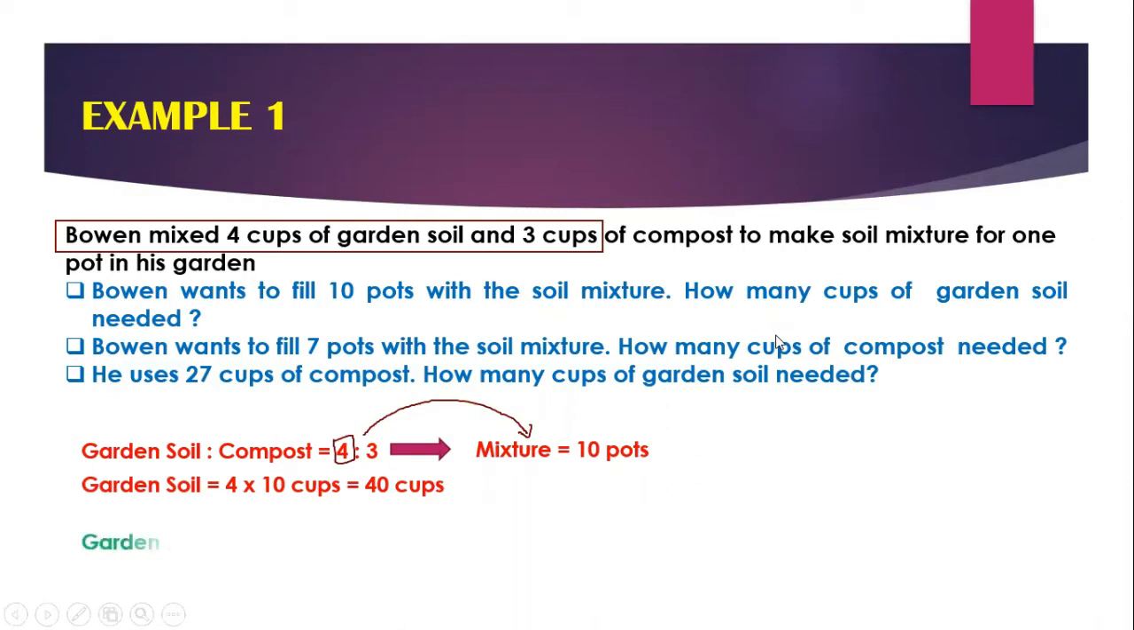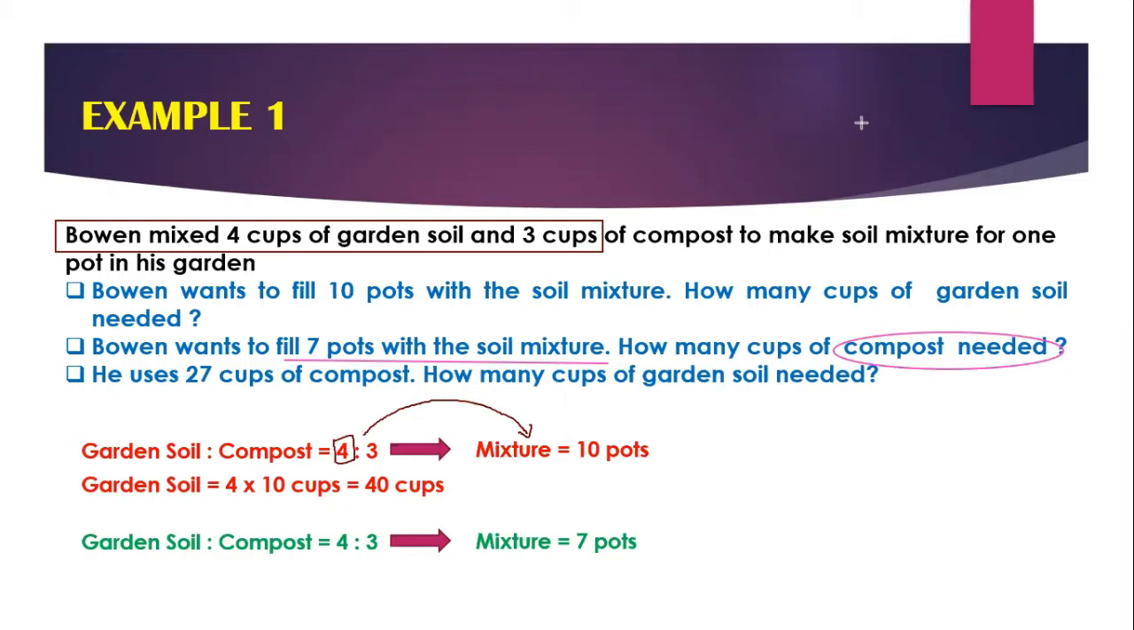Next, garden soil to compost is 4 to 3. Based on question B, 7 pots with the soil mixture. The question: how many cups of compost are needed? The compost ratio is 3, and the mixture is 7. So you just find 3 times 7. The final answer: compost is 3 times 7 cups. We'll find 21 cups. Clear, everyone?